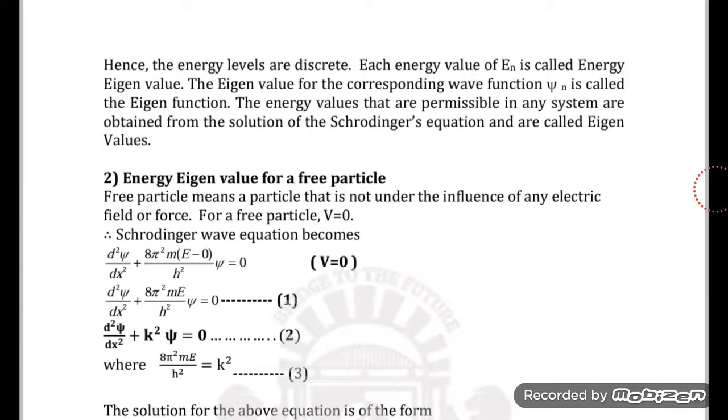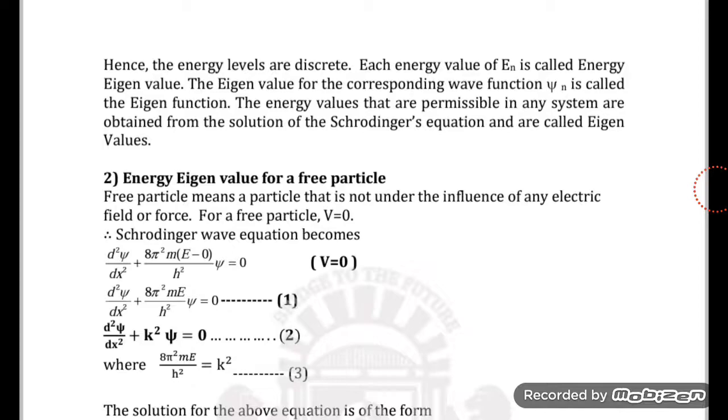Hence, the energy levels are discrete. Each energy value En is called an energy eigenvalue. The wave function corresponding to the energy eigenvalue is called the eigenfunction. The energy values that are permissible in any system are obtained from the solution of the Schrodinger equation and are called eigenvalues.